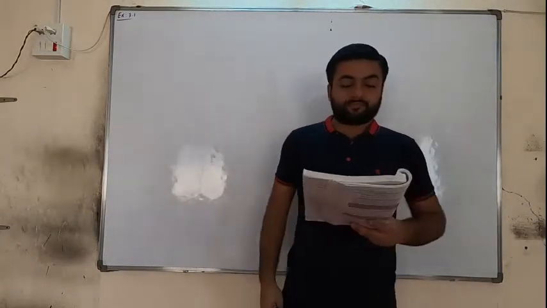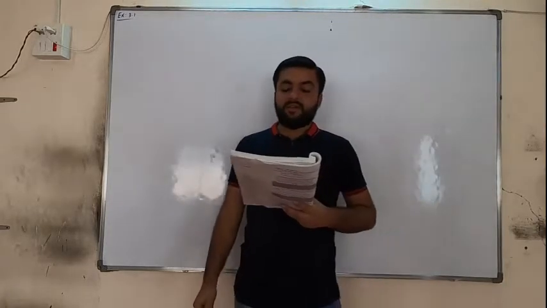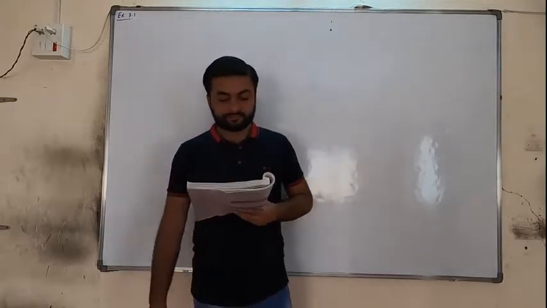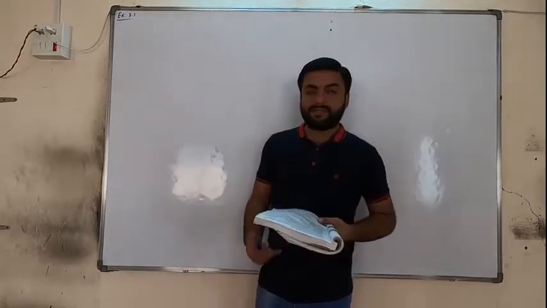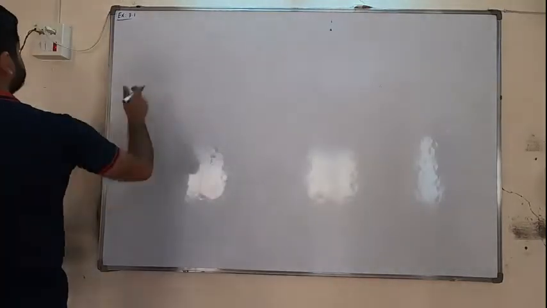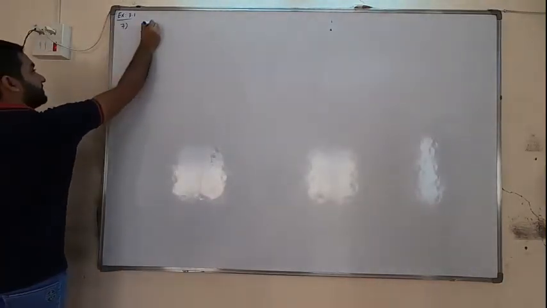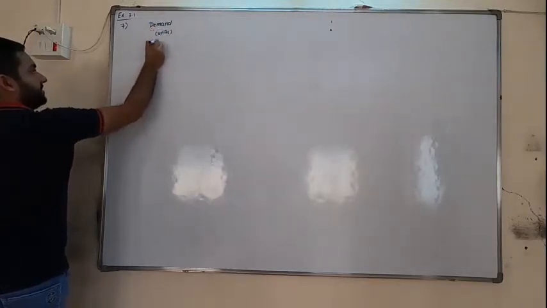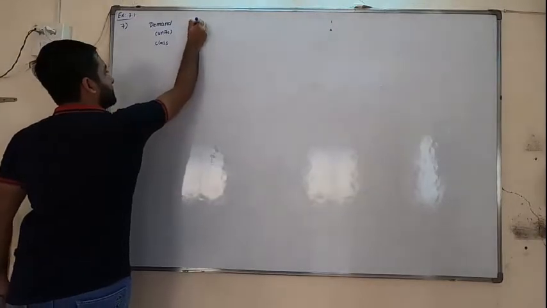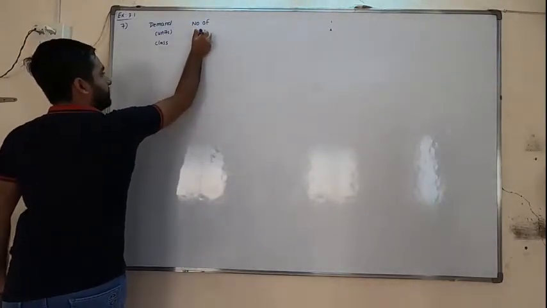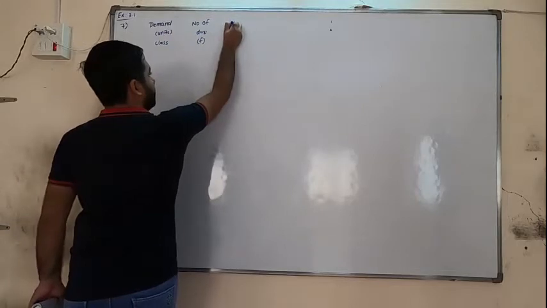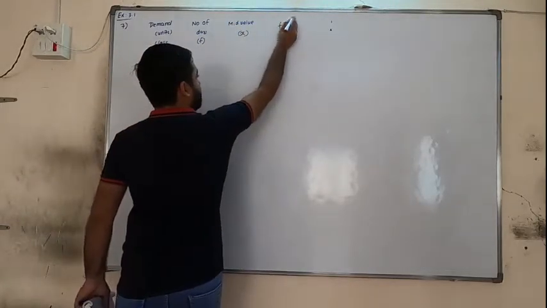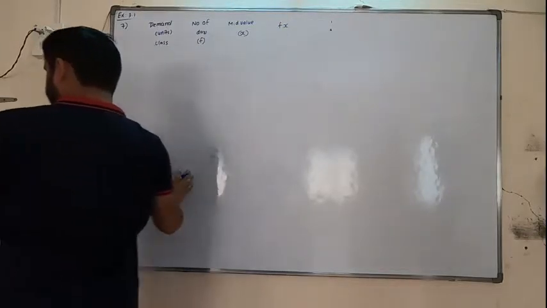7th sum. Distribution of demand of an item on different days is as follows. Find the mean demand. Demand in units is given, number of days is given, sum number 7. Demand in units, this is the class. Number of days is the frequency f. Then mid value x and fx.